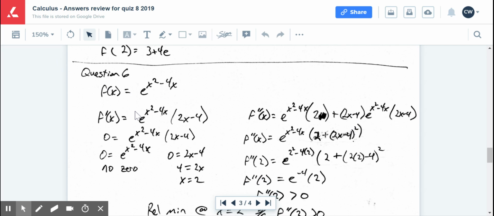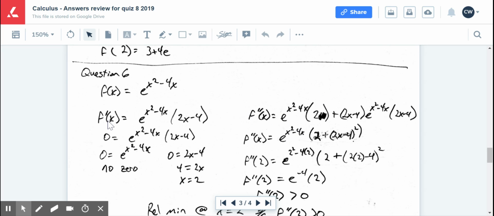All right, question 6. This is where we're using the second derivative test to find maxes and mins. So first derivative, if I take the derivative of e, it's going to be e and then times the derivative of the exponent. So derivative of x squared is 2x. Derivative of -4x is -4. I set that equal to 0. Set each piece equal to 0. Again, we talked about it. E cannot be 0, so I don't get a 0 from that. Set the other piece in there, and we get x equals 2.